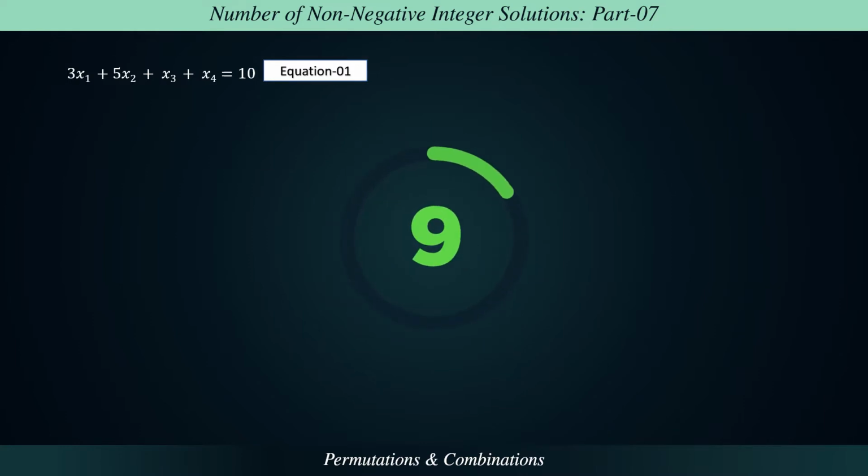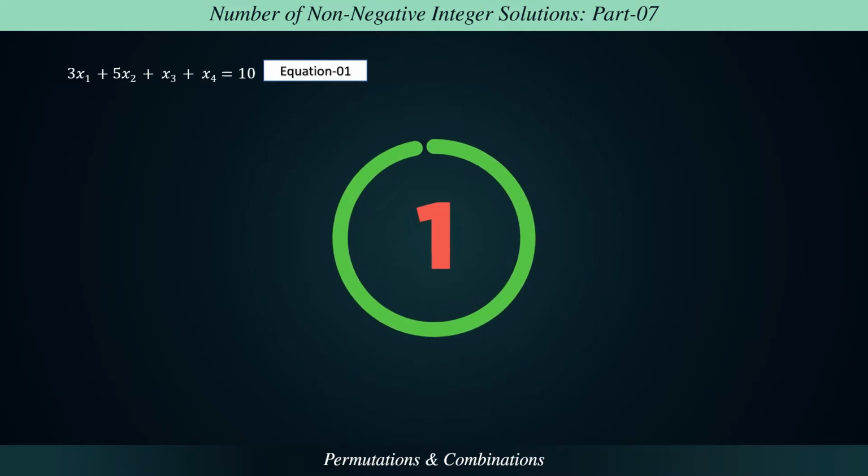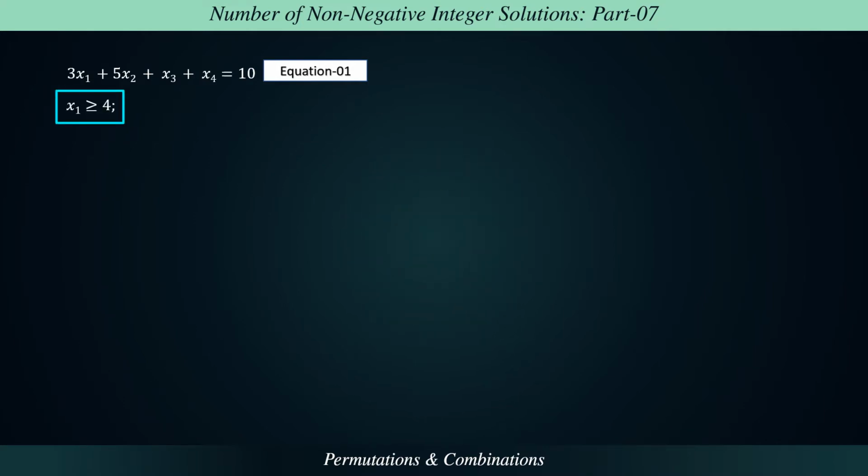What will be the possible values of x1 and x2 such that the left hand side of equation 1 does not exceed 10? Let me help you figure it out. If the value of x1 is greater than or equal to 4, there would not be any solution, because in this case the left hand side of equation 1 becomes greater than or equal to 12, even if x2, x3, x4 are 0. It means x1 could be either 0, 1, 2 or 3.